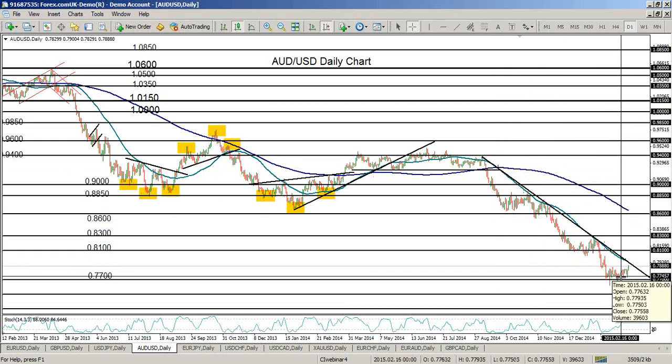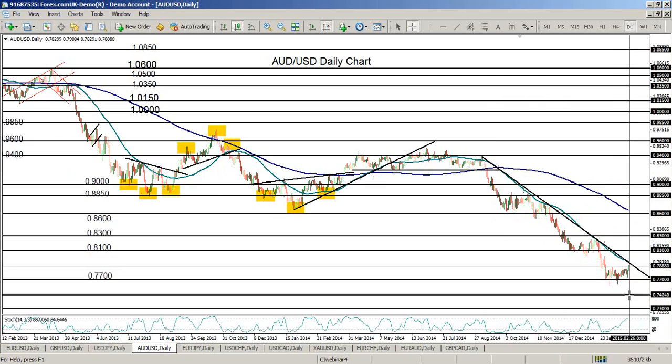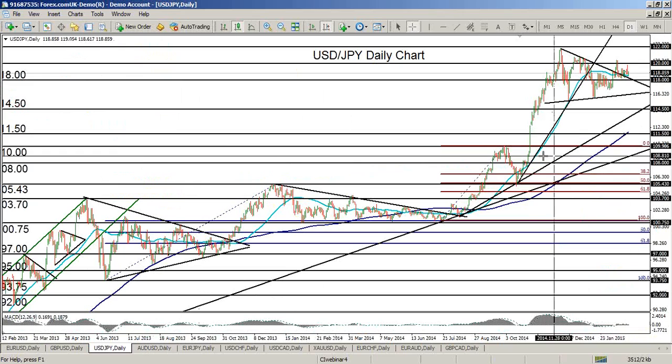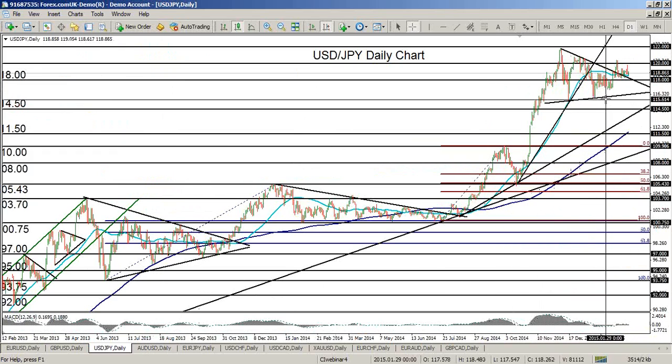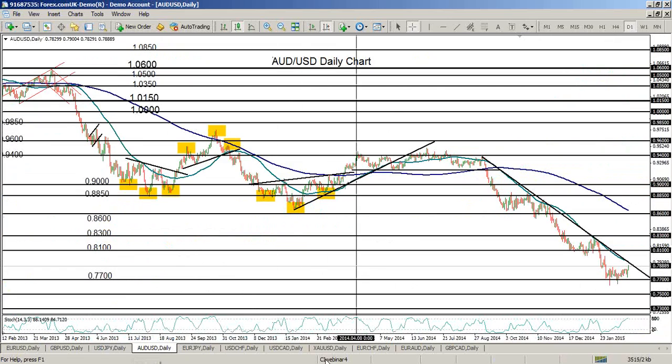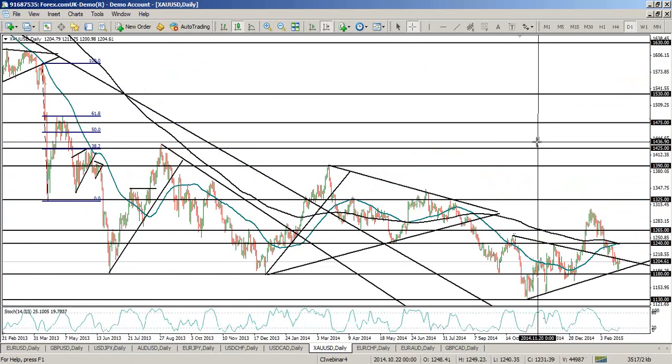So again, we're near the multi-year lows, looking down below 77. Again, trend, pullback, and then I'm looking for a breakout. Just like on dollar yen, what I just showed you: trend, pullback, breakout. That's exactly what I'm looking for. Same in Aussie dollar. Now, gold is a bit different.